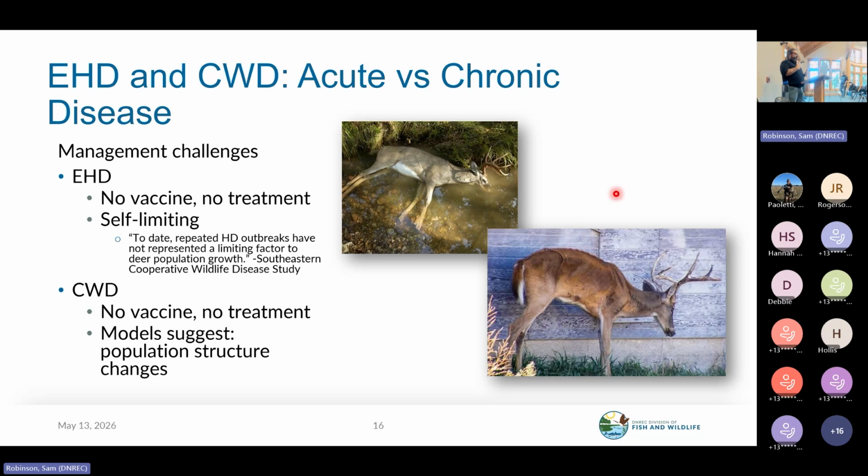CWD, no vaccine, no treatment, and models suggest that there's a population structure change. Okay. Again, modeling.